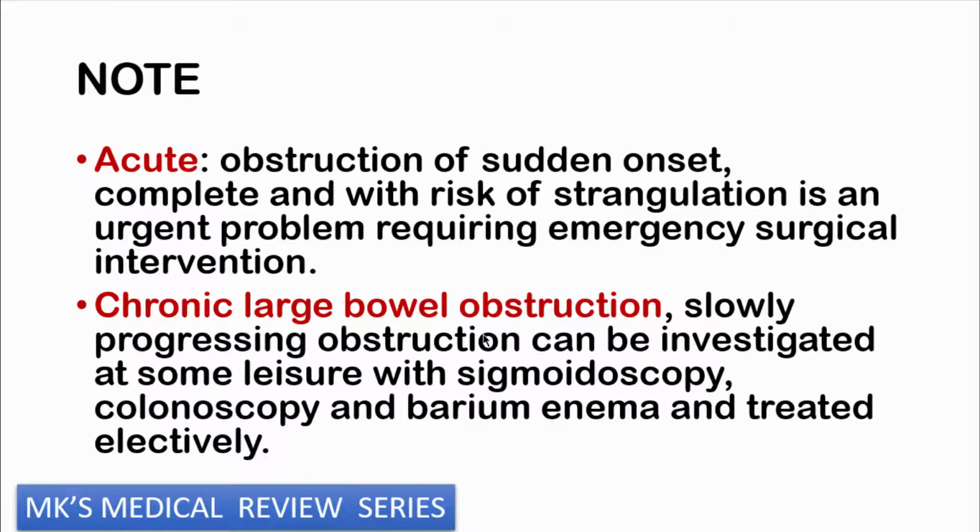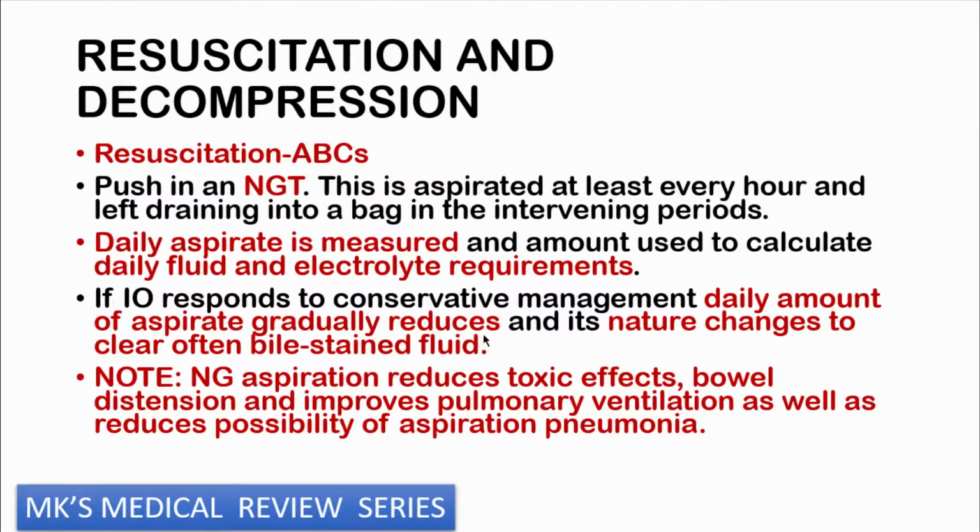So you do an emergency surgical intervention. Then with chronic large bowel obstruction, it's slowly progressive and you can actually investigate it at some leisure. You may do a sigmoidoscopy, you may do a colonoscopy, sometimes even a barium enema, and this is often treated electively.